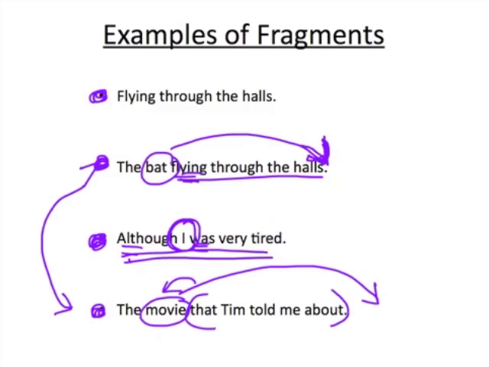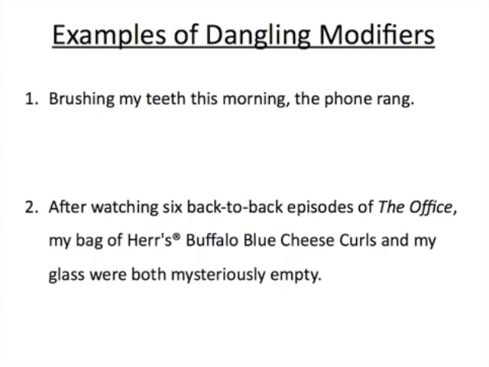Let's look at some dangling modifiers. Again, as we were saying, different verbal phrases can end up creating dangling modifiers if they are right in front of a noun that could not possibly be doing what the verbal phrase is implying. So look at number one. Brushing my teeth this morning, the phone rang. Okay, what would you say here is the dangling modifier? It's pretty obviously the brushing my teeth this morning, right? What kind is it? It's a participle. It's a participial phrase. And what's wrong with it? Well, the phone, of course, did not brush my teeth. So the phone could not possibly brush my teeth.